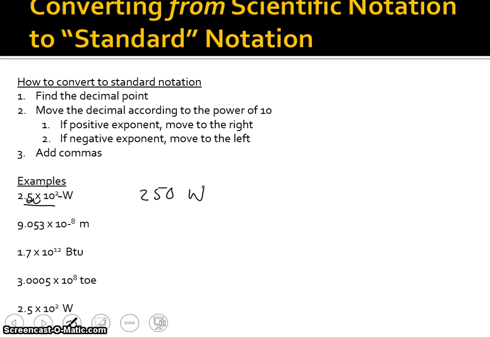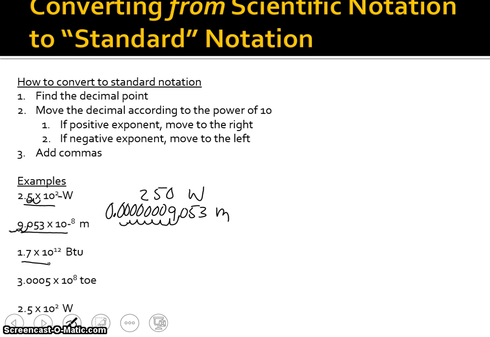Okay, so we'll call this 10 to the minus 8. So we're going to move this 1, 2, 3, 4, 5, 6, 7, 8. So let's write it out, 9.053 times 10 to the minus 8. So 1, and then we're going to go 7 more zeros. So 1, 2, 3, 4, 5, 6, 7. Put our decimal place there, okay? And that's going to be meters.